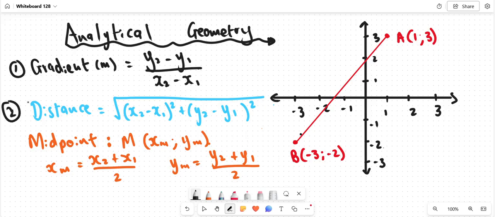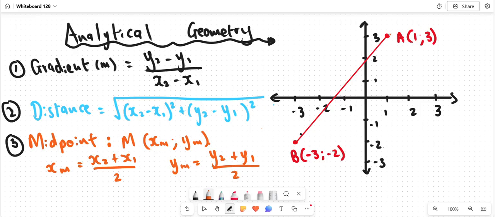Then we have the second formula that we need to be familiar with, which is the distance formula. And that one says the square root of (x2 minus x1) squared plus (y2 minus y1) squared. And if you square root that whole thing, you will get the distance between 2 points. Then lastly, midpoint. Midpoint tries to find the middle value of two coordinates.